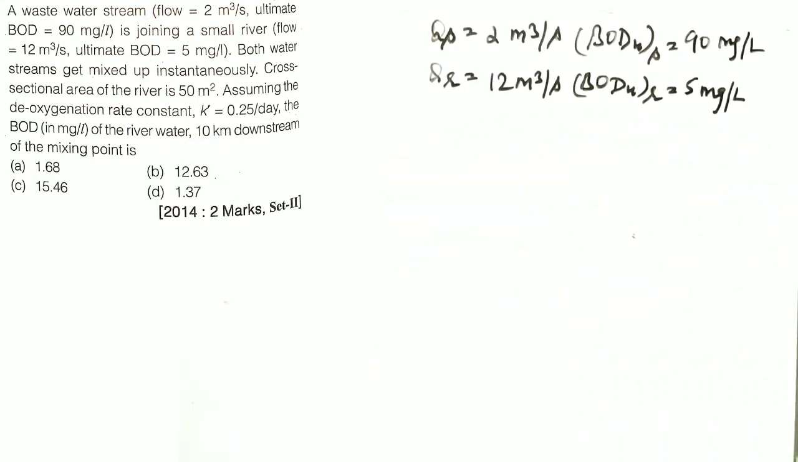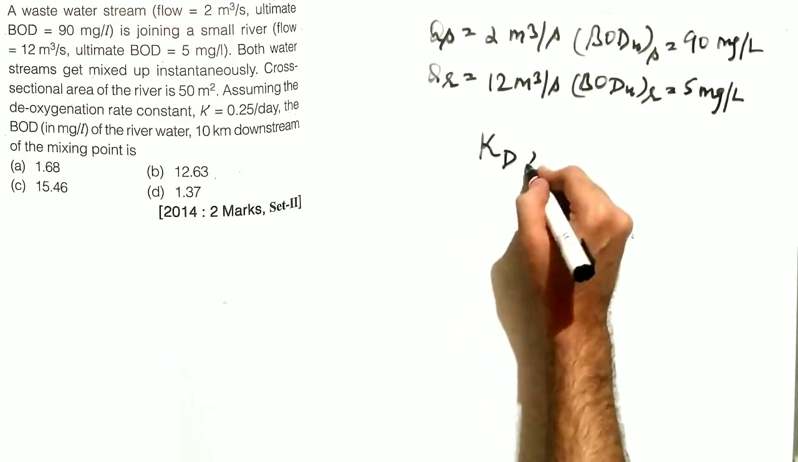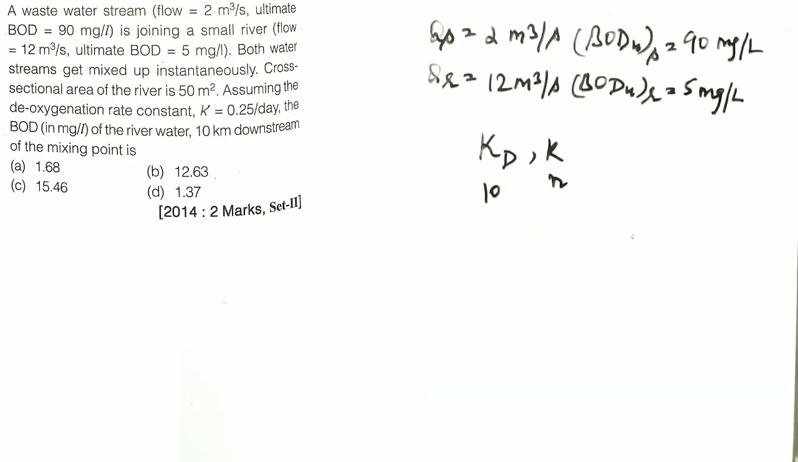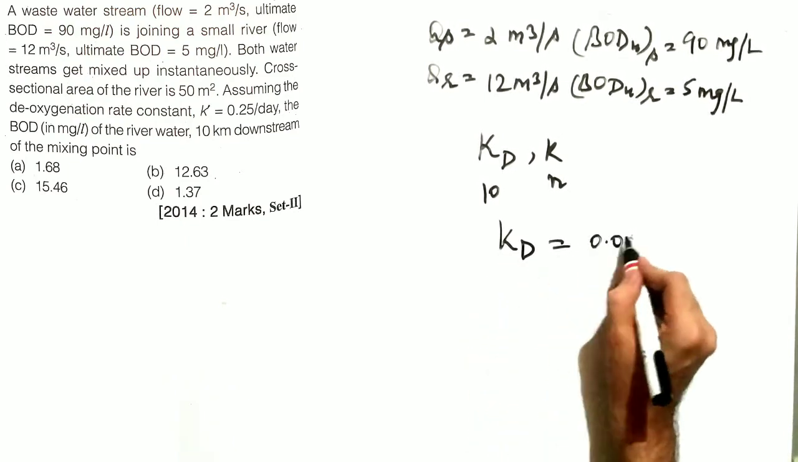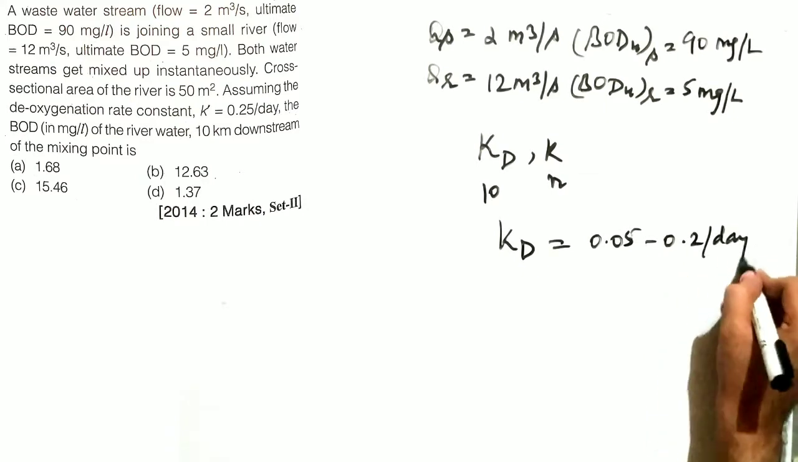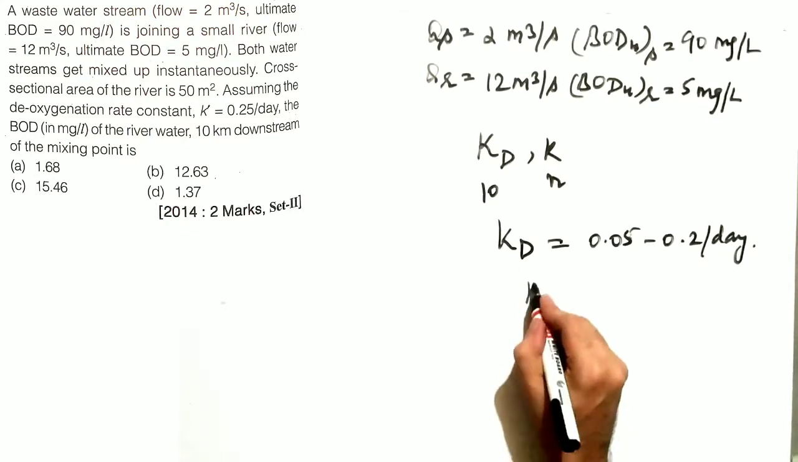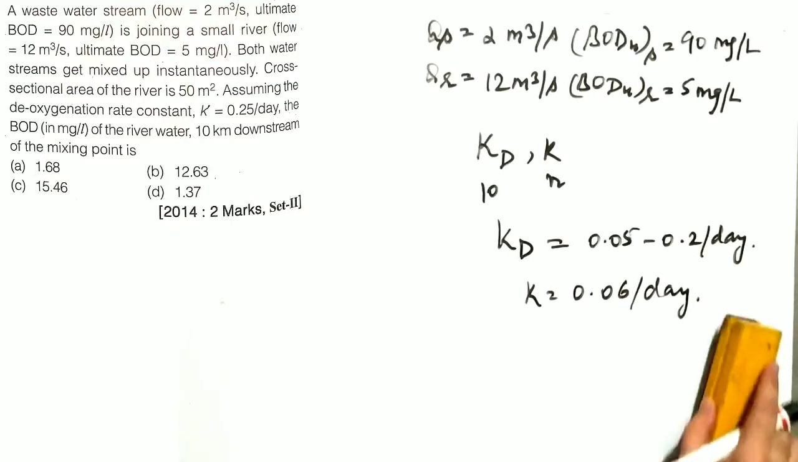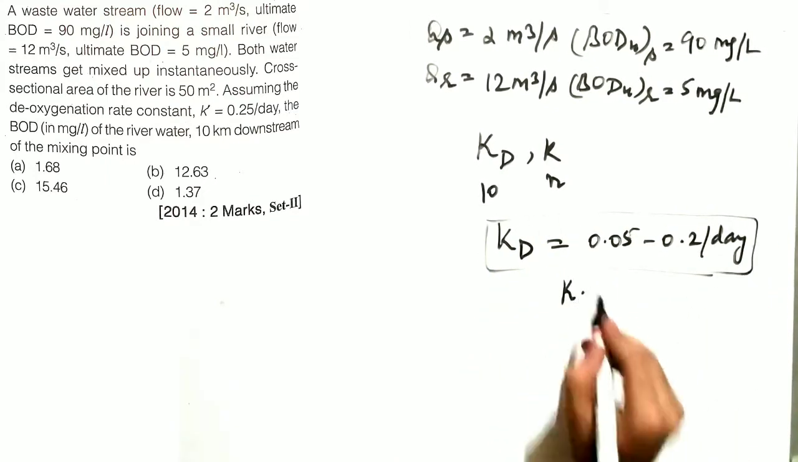Also, one more important thing: suppose in some questions they do not tell you the value of K, that is KD or K natural, which is to the power 10. Then what is the thumb rule? The thumb rule says that KD ranges between 0.05 to 0.2 per day. This is a general thumb rule. In some questions the value of K will be given to you, like 0.06 per day. But if it is uncertain, then this is the thumb rule: out of this range, the value will be the value of K natural. I hope this point is clear to you.